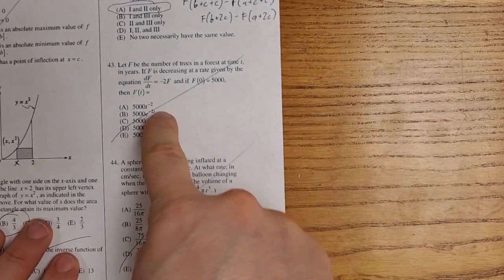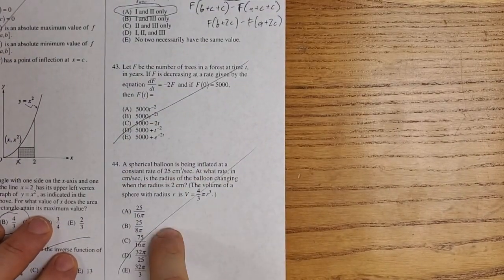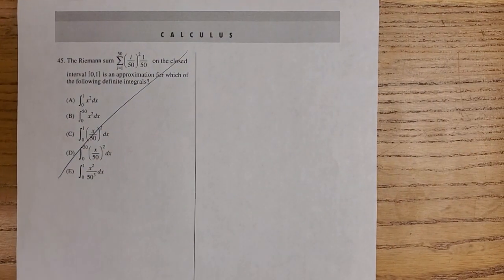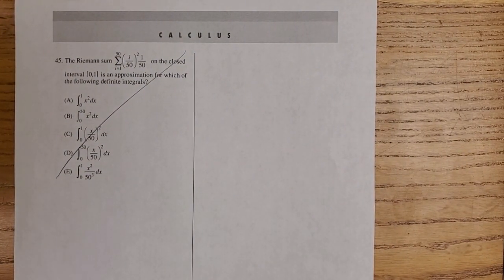Okay, and 43 we've done before, 44 we've done before, and on the next page all we're left with is 45. We've also done that one before, so that is the end of that one.